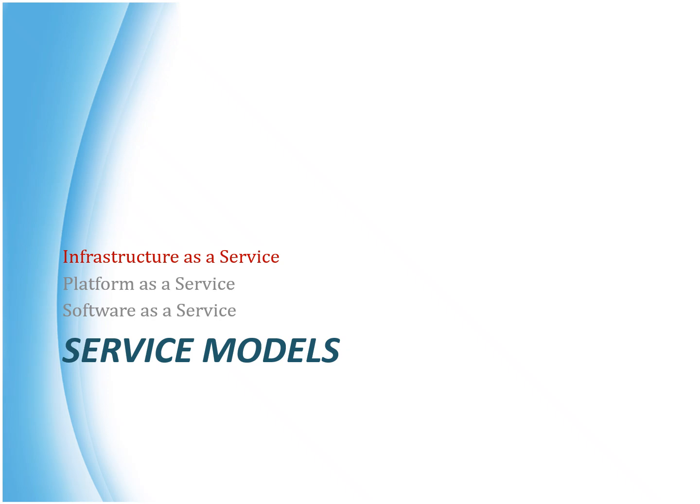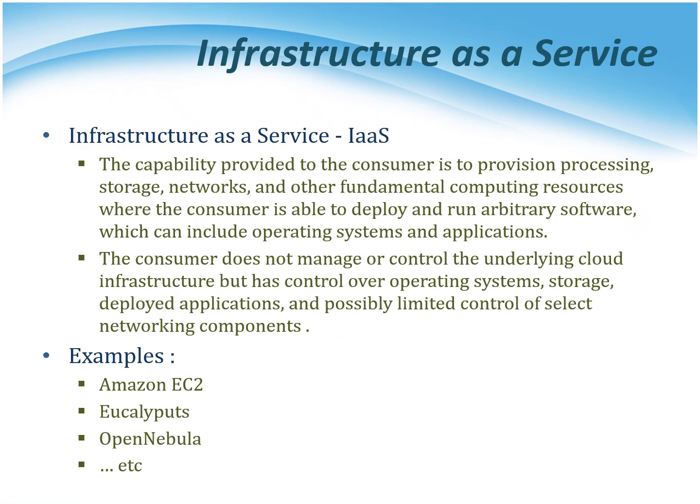So first we'll see infrastructure as a service. Infrastructure as a service is the capability provided to the consumer to provision processing, storage, networks, and other fundamental computing resources, where the consumer is able to deploy and run arbitrary software, which can include operating systems and applications. The consumer does not manage or control the underlying cloud infrastructure, but has control over operating systems, storage, deployed applications, and possibly limited control of select networking components also.